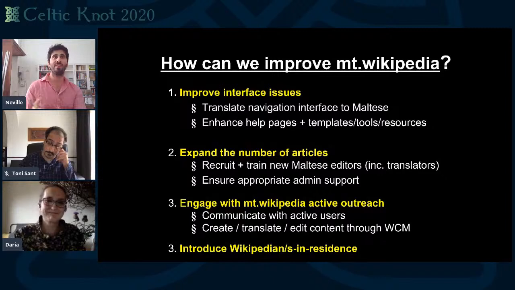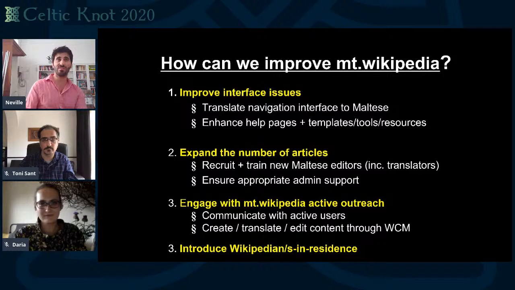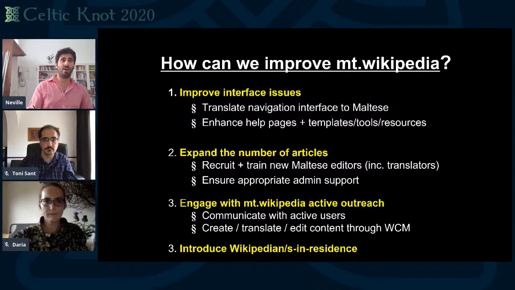Some of the main issues that we can use to improve Wikipedia. So improving the interface issues that we've gone through, working to increase the number of articles by engaging with new editors, and increasing our outreach, and hopefully something we hope to do in the future is engage a Wikipedia in residence program.